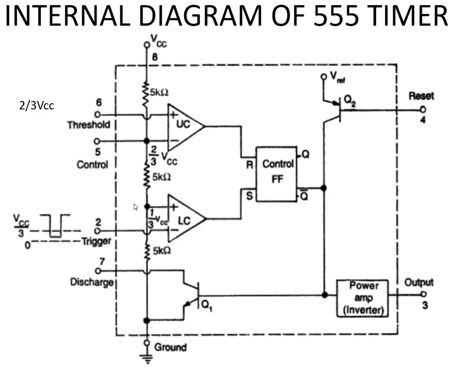Next we are going to explain the working of this circuit. Consider we are providing a negative going trigger pulse to pin number 2 as well as pin number 6.